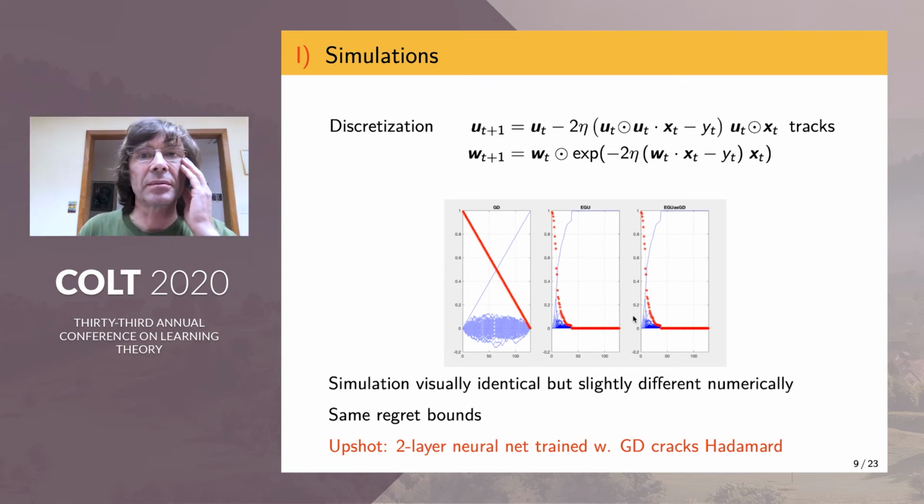So here's the discretized versions of these updates. And curiously enough, they act the same. And here's the multiplicative update discretized. So GD, discretized EGU, discretized reparameterized update. And these two act the same. They are numerically not the same though, but they just act the same. Actually, we proved that they have the same regret bounds. Okay. So in particular, there's a simple linear 2-layer neural net that cracks Hadamard.